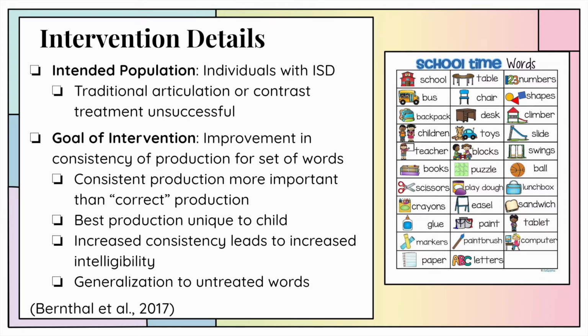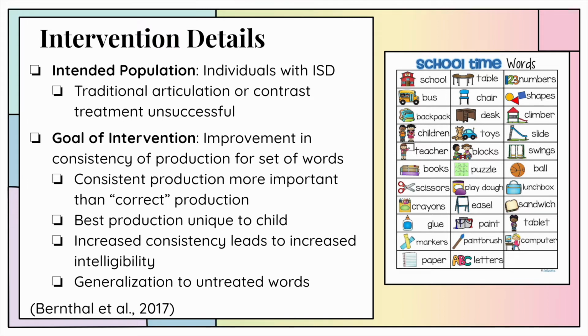So, to go over the population and the goals, let's just get into the details here of intervention. The intended population for the core vocabulary approach is children with inconsistent speech disorder. In particular, this approach is really useful and valuable for those clients who are not responsive to more standard speech sound disorder treatments like traditional articulation therapy or contrast treatments like minimal pairs or multiple oppositions.